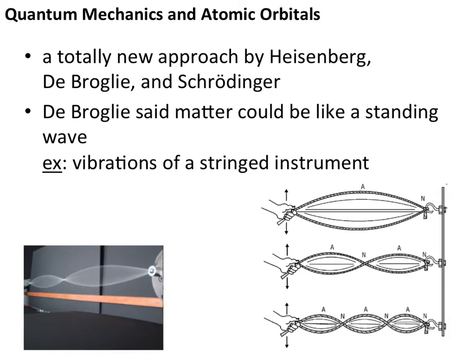So a new approach to atomic orbitals and atomic structure was brought about by Heisenberg, de Broglie, and Schrödinger. Basically, de Broglie compared matter to a standing wave in something like a stringed instrument. So you have nodal planes, locations where there is no wave. And then you have areas where there are waves, and in these areas, you specifically have a whole number of waves present.